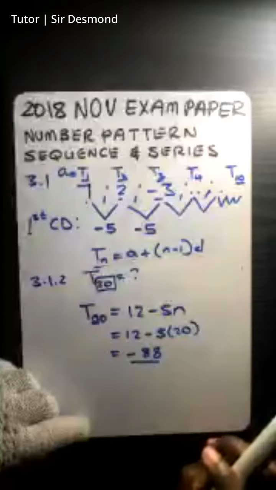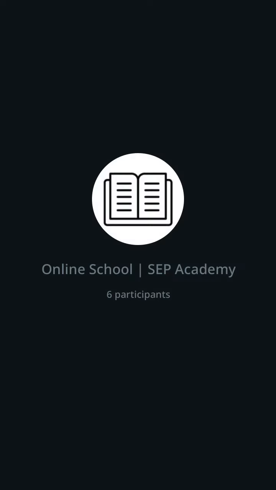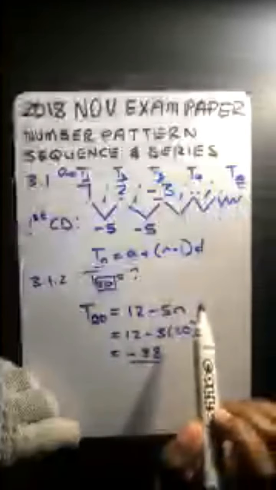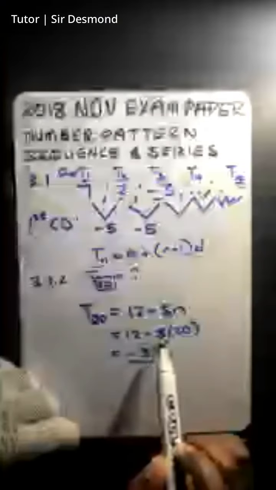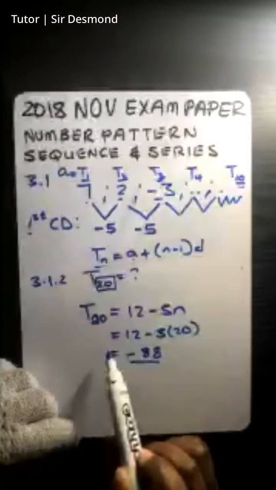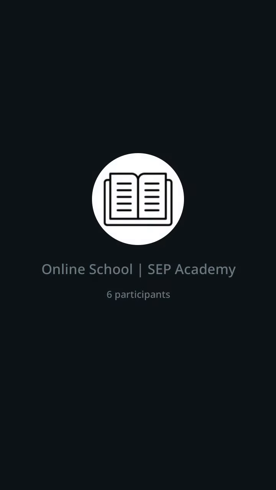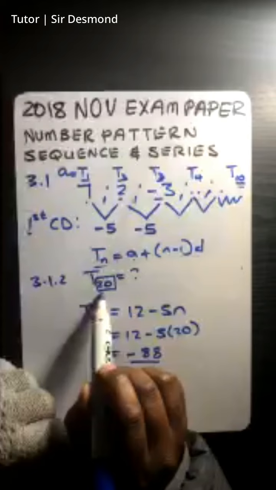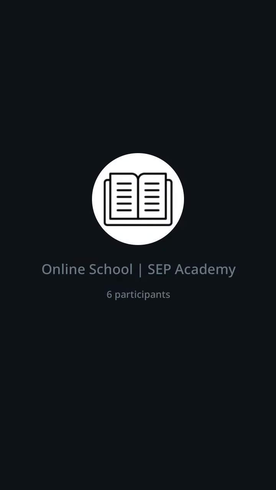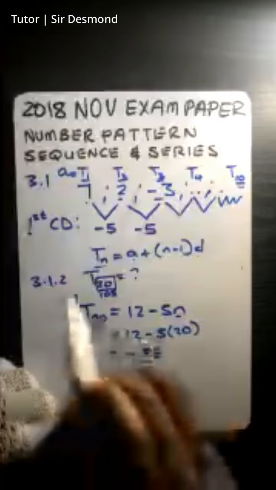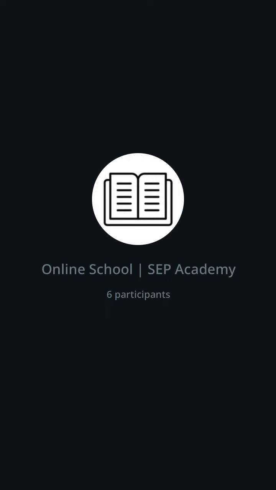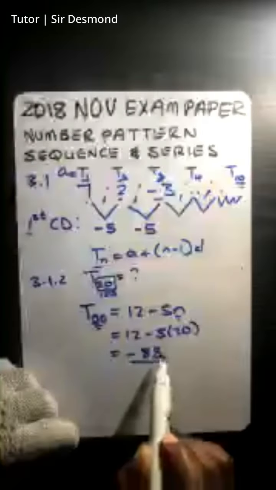So what it simply means is that if you don't want to keep on adding by negative 5 until you get to term 20, you can just use this formula because it is a general formula. So it can take you to wherever you want to go. If you want to know what will be term, let's say 105, wherever you see n, you just substitute 105. Then you just substitute 20 wherever you see n, and it will take you to your destination.